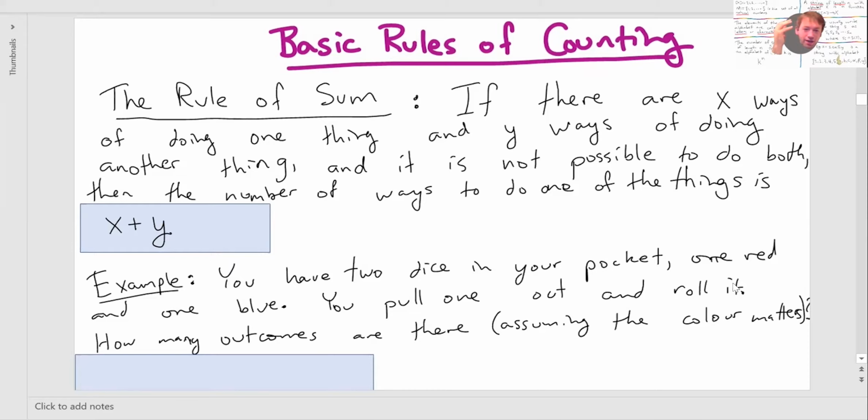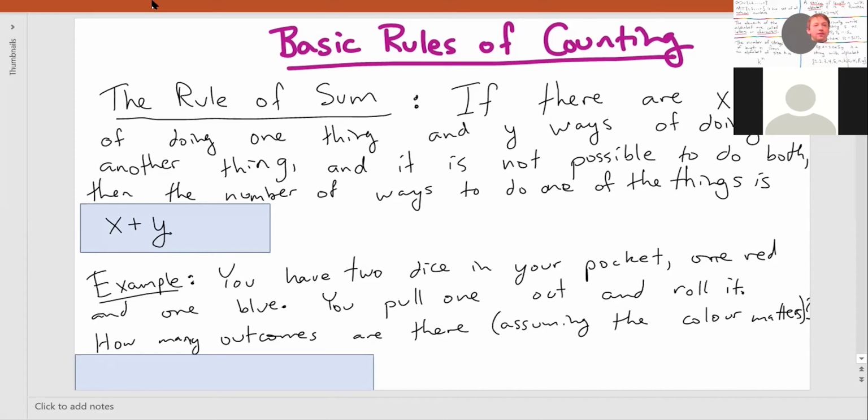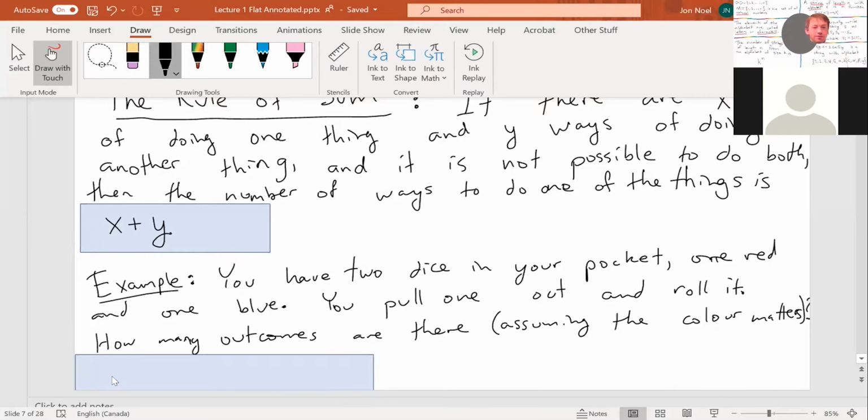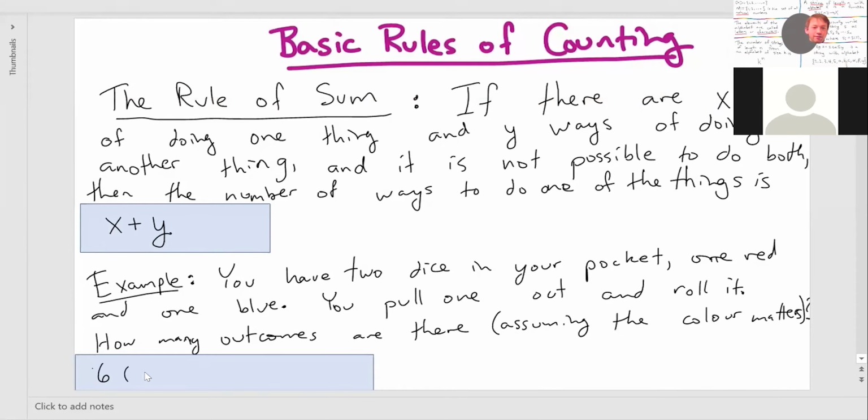Suppose you have two dice in your pocket. One is red and one is blue. Let's say that the color matters here. What you do is you stick your hand in your pocket, you pull one out, and you roll it. How many different outcomes are there? Maybe I'll put that to the audience. So, 12 outcomes, because there's 6 outcomes for the red die, plus 6 for the blue, is 12, right?